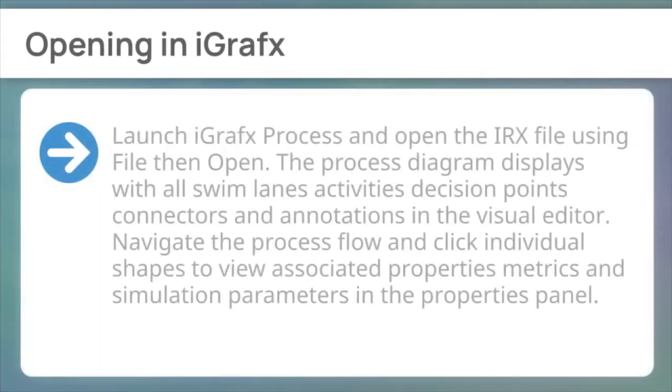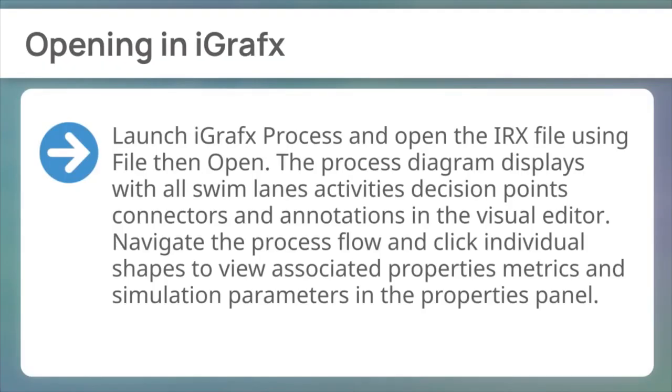First, opening in iGrafx. Launch iGrafx Process and open the IRX file using File, then Open. The process diagram displays with all swim lanes, activities, decision points, connectors, and annotations in the visual editor. Navigate the process flow and click individual shapes to view associated properties, metrics, and simulation parameters in the Properties panel.